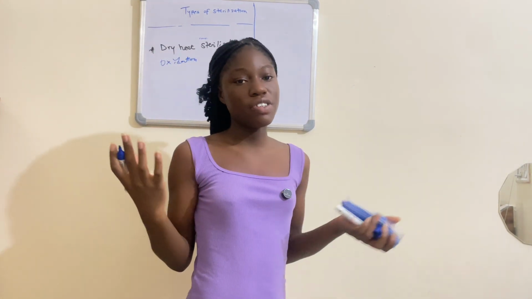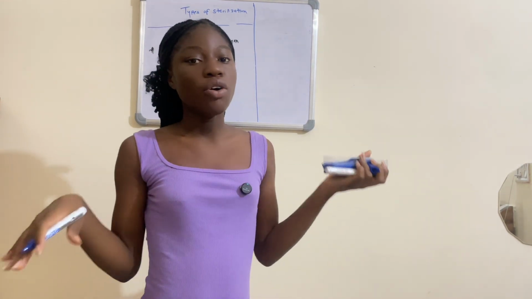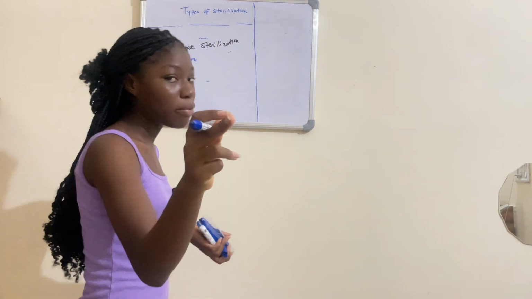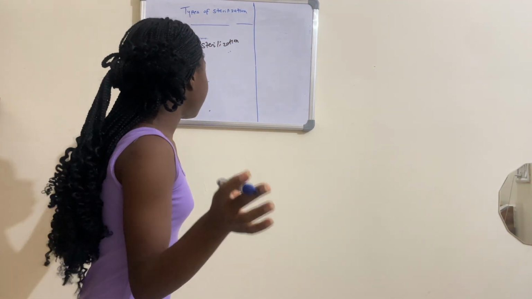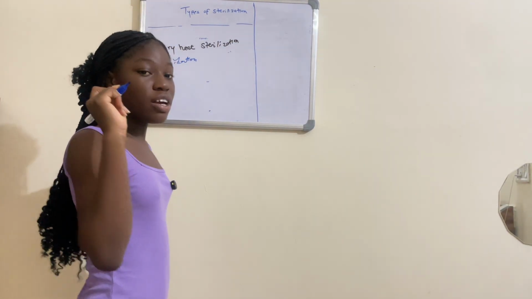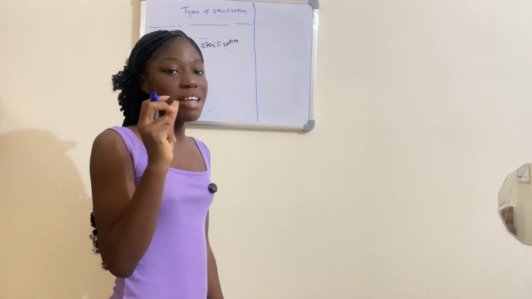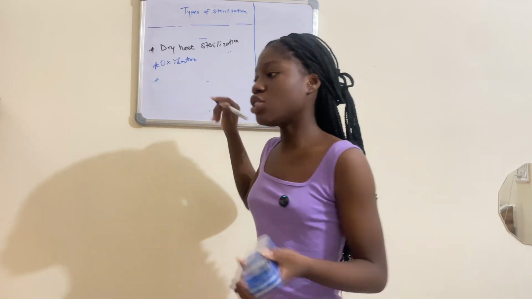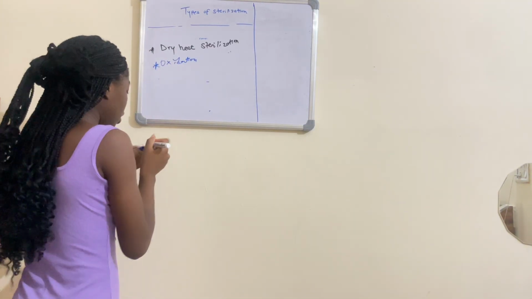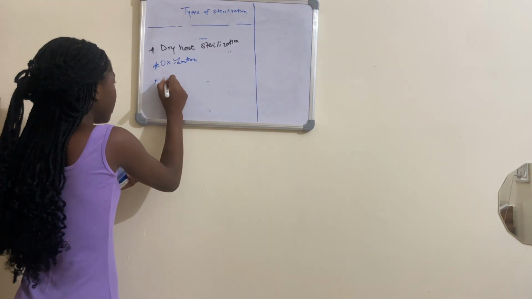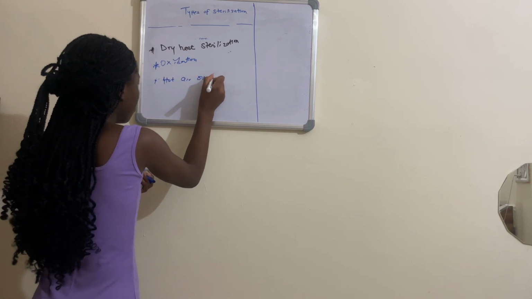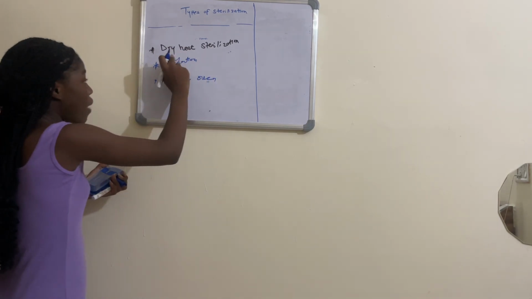In another video we explain details about oxidation, so make sure to subscribe and come back for another video, right? So dry heat sterilization is a process where microorganisms are killed using oxidation. Examples of dry heat sterilization include the hot air oven.